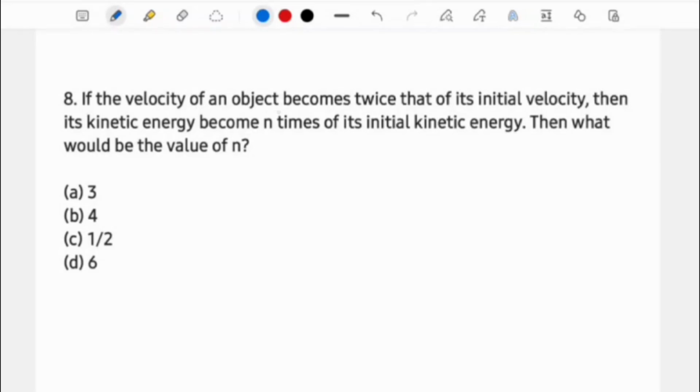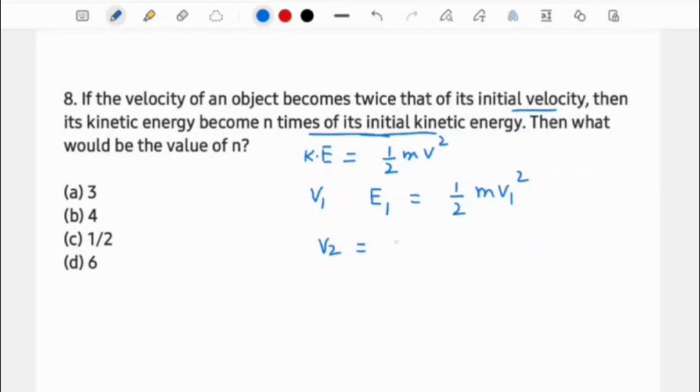Alright, the question is: if the velocity of an object becomes twice its initial velocity, then its kinetic energy becomes n times its initial kinetic energy. What would be the value of n? We know kinetic energy is equal to 1/2 of mass into the square of the velocity. If the velocity becomes twice its initial velocity, let's assume the initial velocity is v1, which means the initial kinetic energy E1 will be 1/2 of m v1 square. Now the question says when the velocity becomes twice, the final velocity becomes 2 times the initial velocity, that is 2 times v1.